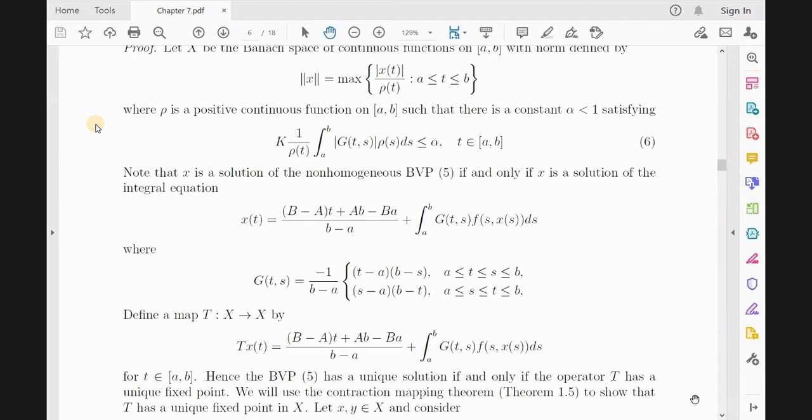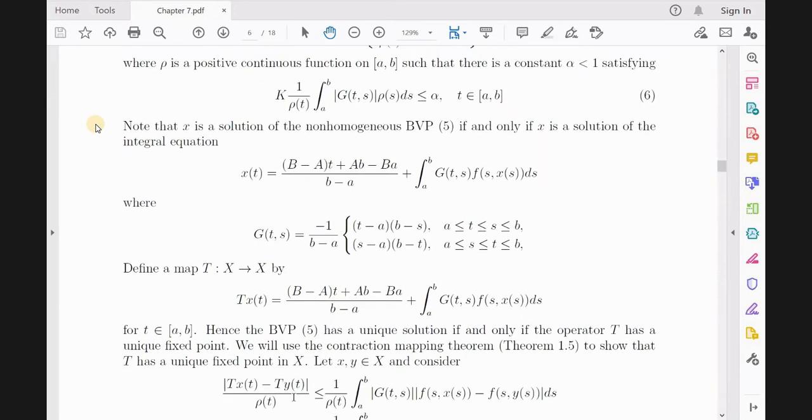Now for x, y belonging to X, consider |Tx minus Ty| over rho of t, which is less than or equal to 1 over rho of t integral from a to b of |g(t,s)| |f(s, x(s)) minus f(s, y(s))| ds.